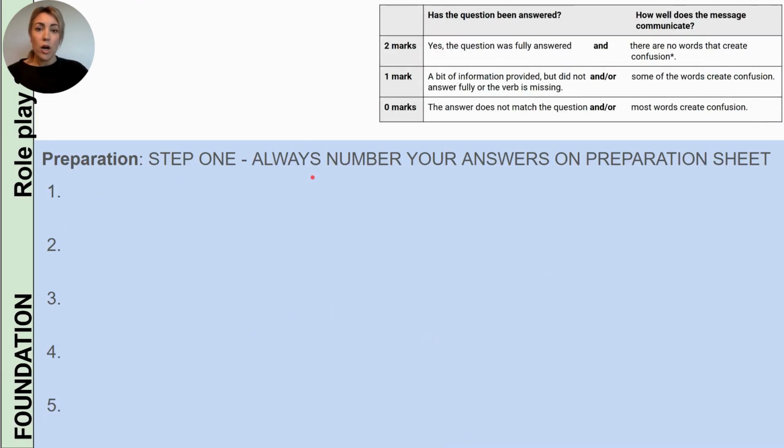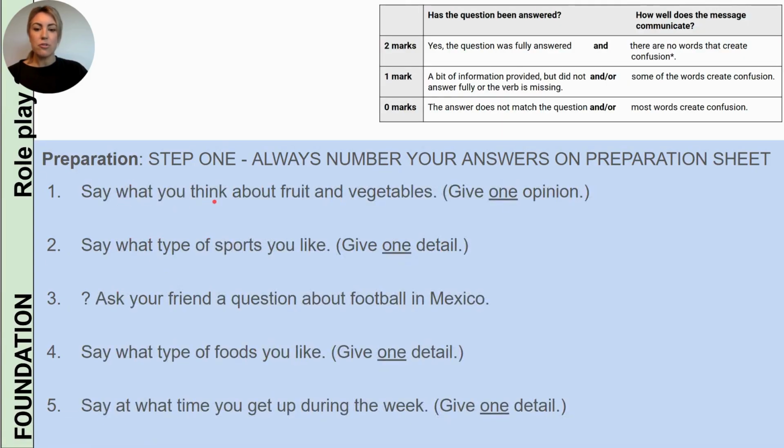Step 1. Always number your answers on the preparation sheet. It's really important. It doesn't matter what question your teacher's asking. You need to know in what order you're saying this so that you just read what you've got on your preparation because it goes really, really quick. So we do 1, 2, 3, 4, 5. Okay, as soon as we sit down. Role play 1, 2, 3, 4, 5. Now, let's do our preparation together.